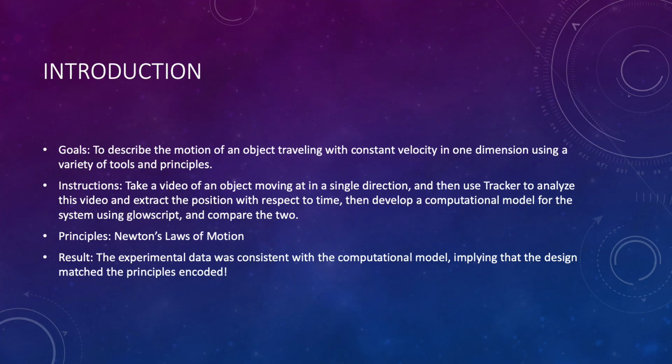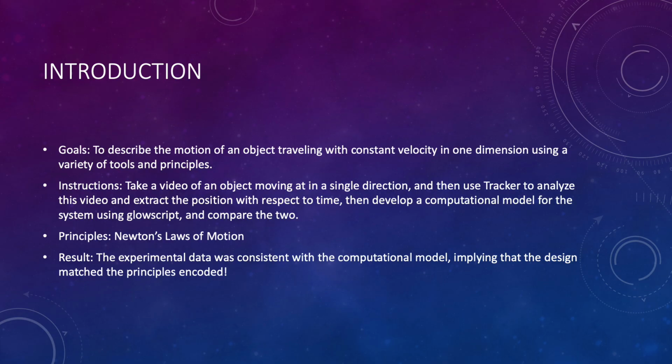So let's jump in. For the introduction, we had one main goal: to describe the motion of an object traveling with constant velocity in one dimension using a variety of tools and principles, and to compare the efficiency of our methods here. In the instructions, we were to take a video of an object moving in a single direction and use the Tracker software to analyze this video and extract the position. Then we were to develop a computational model for the system and compare the results from these two.